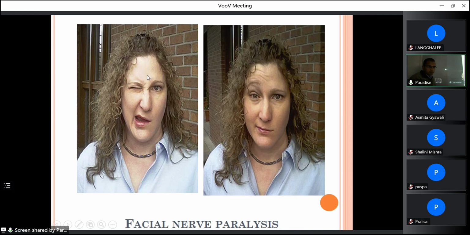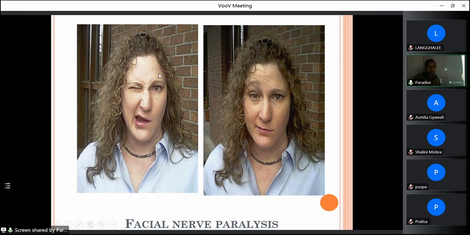So the patient could not close the eye, could not do frowning. The frowning is due to the muscles of the forehead, which are supplied by which branch? It's due to the temporal branch. Here the temporal branch is not working. That's why the frowning is present on the right side, but it is absent on the left side. You can see it is blank. Similarly, the orbicularis oculi muscle of the eye is supplied by the zygomatic branch. Again, it is normal on the contralateral side, but the patient could not close the eye on the affected side.